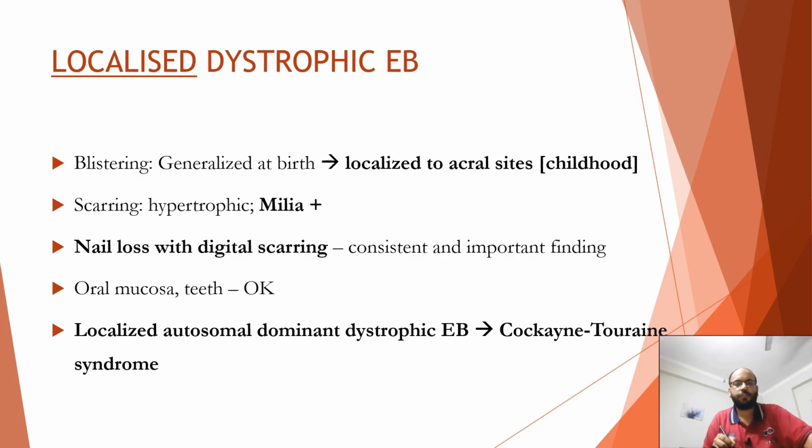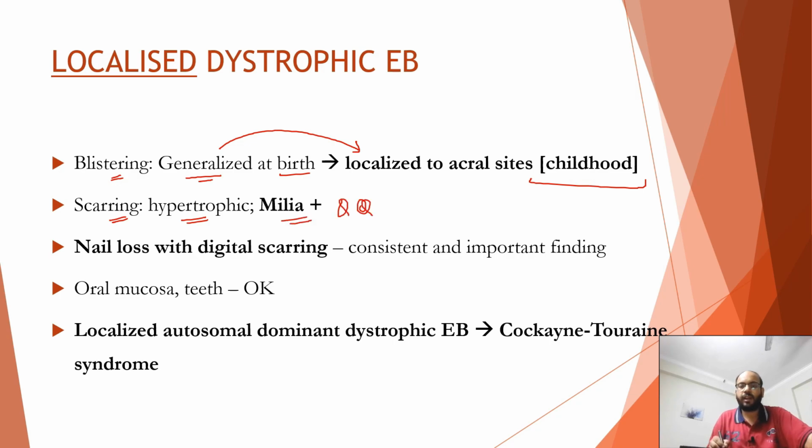Now, coming to the localized dystrophic EB, here the blistering starts generalized at birth. So at birth, the entire body is affected, and as the child progresses through age, it remains localized to the acral sites. So all the areas like hands, feet, elbows, knees, and legs are involved as the child grows older. So you have generalized blistering, which becomes localized as the child progresses. So in childhood, you have predominant involvement of acral areas. Scarring is again significant. You have hypertrophic scarring in this disorder. Milia is of course present. Again, I'm telling you, scarring and milia are the consistent features of dystrophic EB.